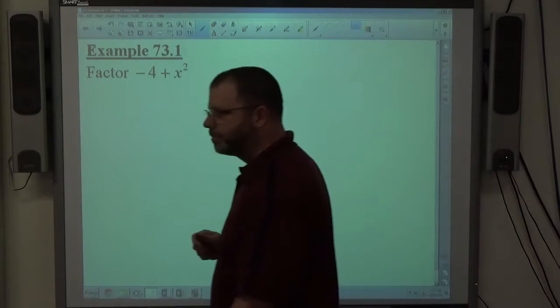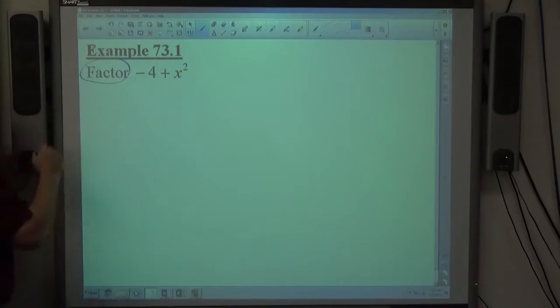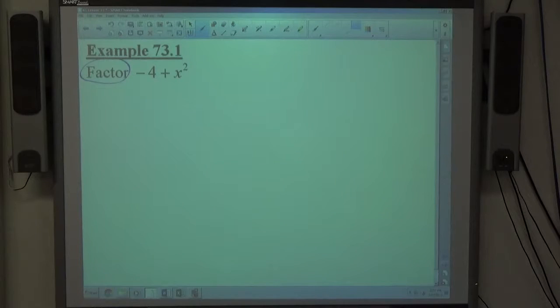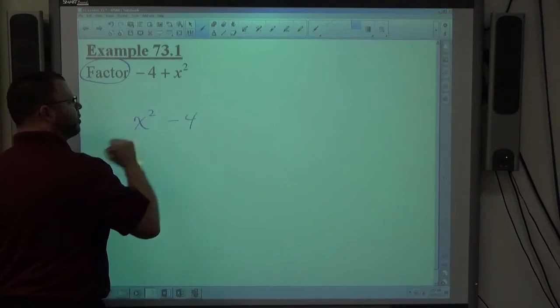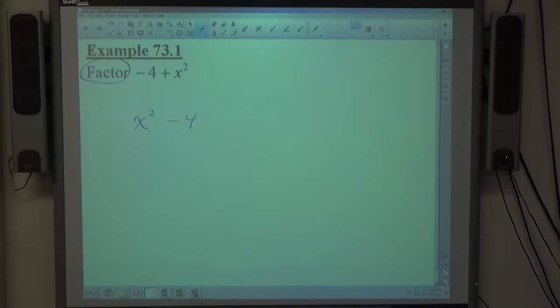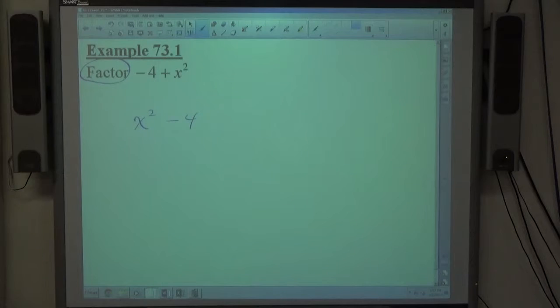Okay, example 1. Factor negative 4 plus x squared. Number one thing you do once you see it's a binomial. The job says factor, and you see it's 2 terms, not 3. First thing is to arrange it in the proper order. You always want the positive object first, the negative object second. So rearrange it. I'm not moving it across an equal sign, so no signs change. X squared is still positive, 4 is still negative, but just arrange it in that order.